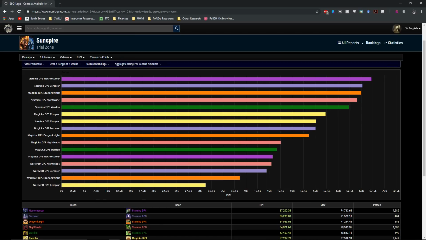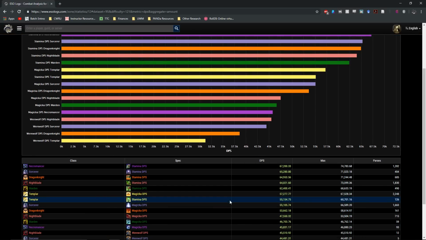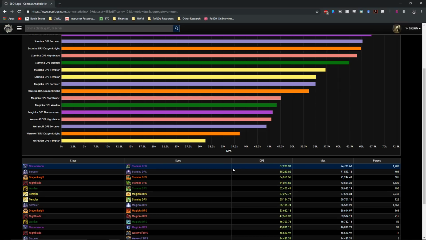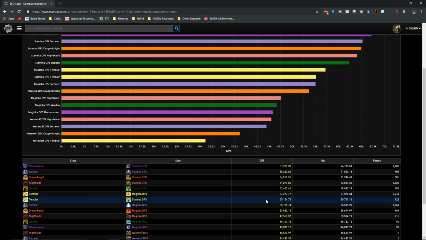The downside is they're still interpreting this chart kind of incorrectly. One of the things that a lot of people are saying is take a look at the difference between the bottom stamina DPS or magic DPS and the top stamina DPS or magic DPS. Just taking a look at stamina DPS, the average here is 67.2k compared to stamina Templars, which is 55.15k. So we'll call it 55.2k, resulting in a 12k DPS difference.